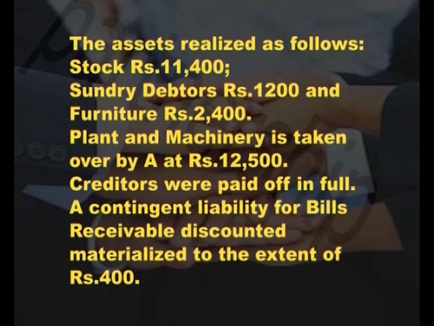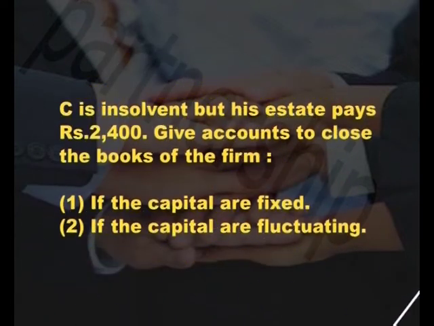The assets realized as follows: stock rupees 11,400, sundry debtors rupees 1,200 and furniture rupees 2,400. Plant and machinery is taken over by A at rupees 12,500. Creditors were paid off in full. A contingent liability for bills receivable discounted materialized to the extent of rupees 400. C is insolvent, but his estate pays rupees 2,400.